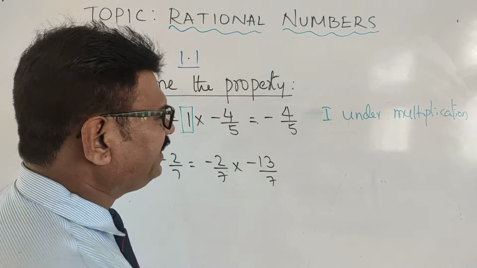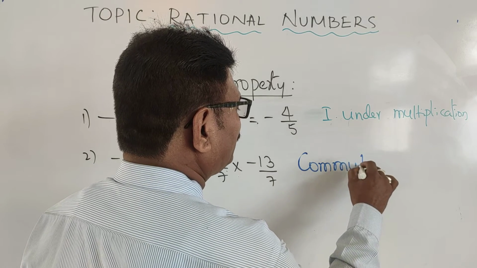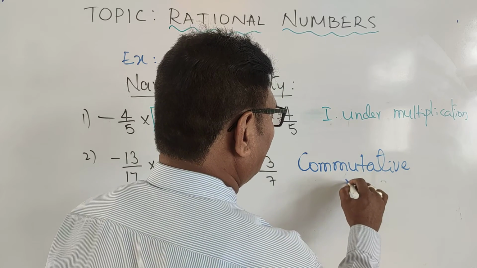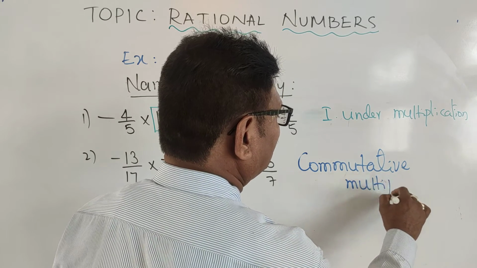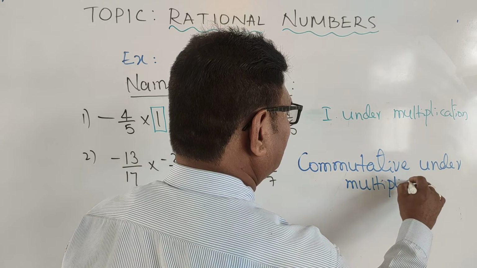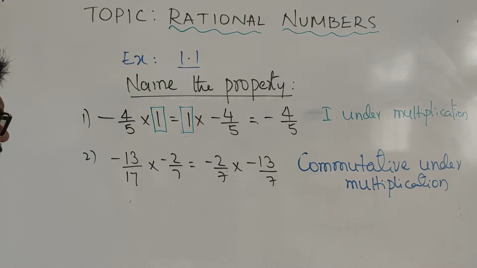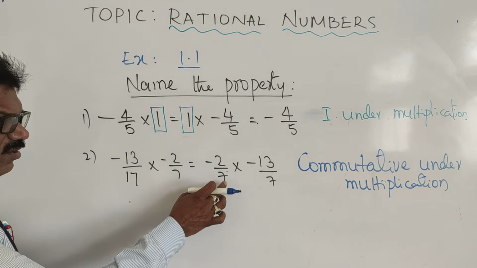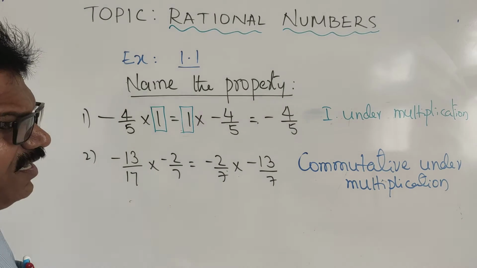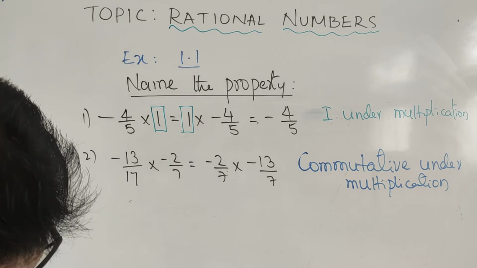Yes, very good. It is the commutative property. Which property? Commutative under multiplication. Very, very important. A into B equals B into A. That is nothing but the commutative property under multiplication. Clear? Very good. Next, third.